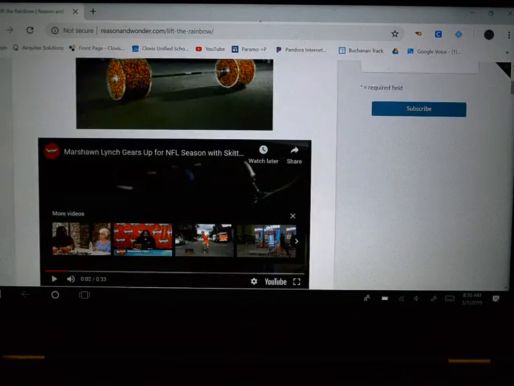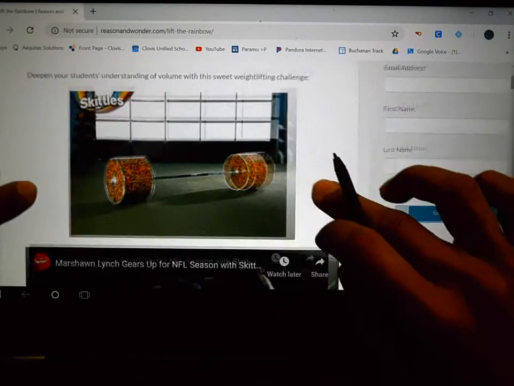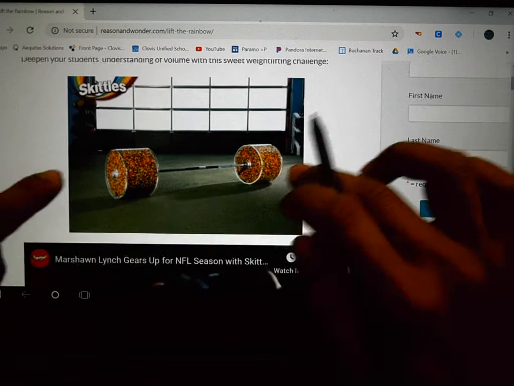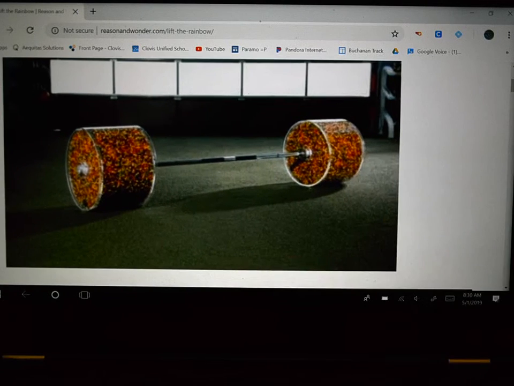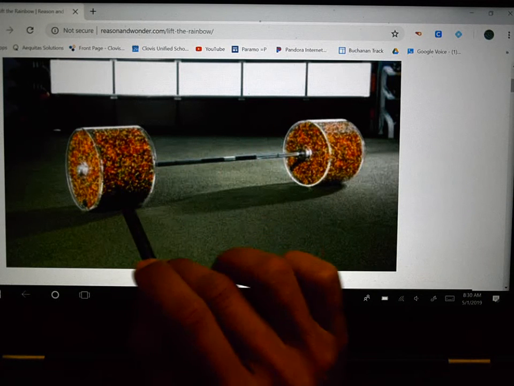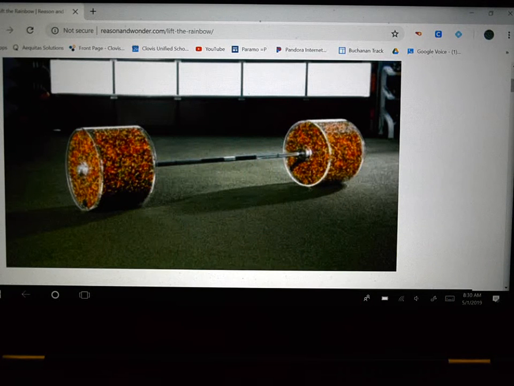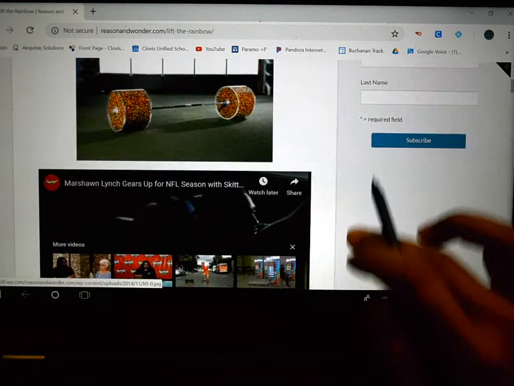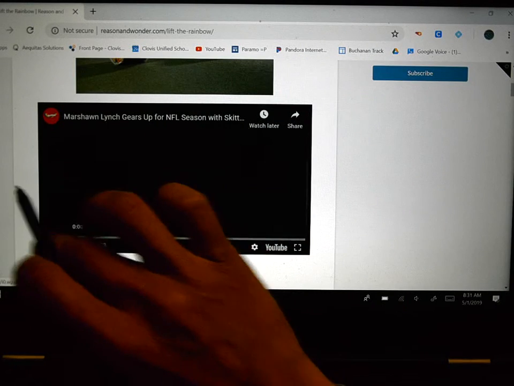It's called Lift the Rainbow. Lift the Rainbow looks like this. What would happen if you had a weight bar and instead of having plates, you had 2 plastic cylinders filled with Skittles? Where did this idea come from? Well, believe it or not, Marshawn Lynch did a commercial.